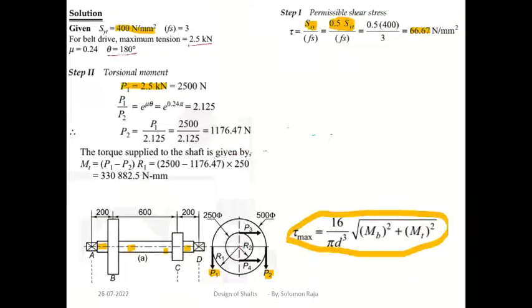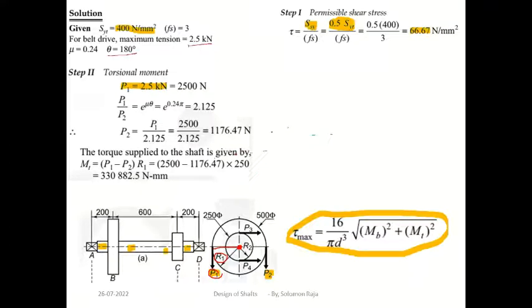What is the distance between the center and this force? R1. Okay, P1 into R1 will be the moment or momental torque. So the total moment about this point will be P1 R1 minus P2 R1.